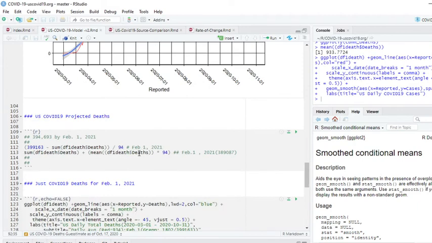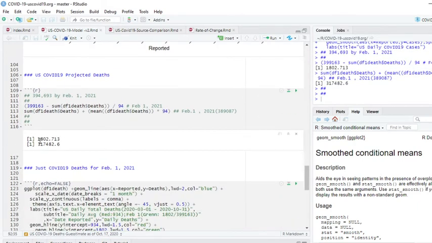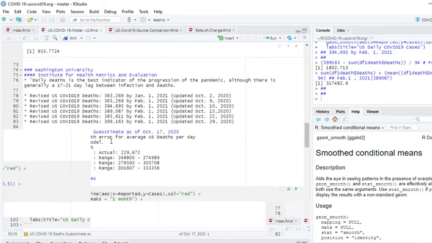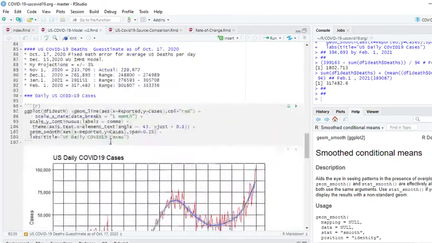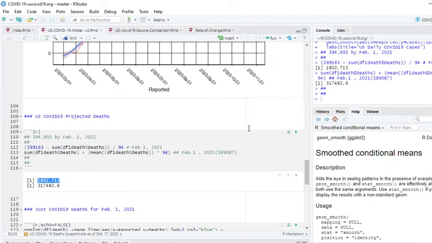Now let's take a look at the model itself. First of all, let's project the model out here. In order to reach the magic number of 399,163 deaths by February 1st, 2021, we had to average 1,802 deaths per day. We're averaging 933. And this is where my projected model comes in at 317,482. This number here is going to change, but my projection is not going to change. I'm going to stick with this number right here.